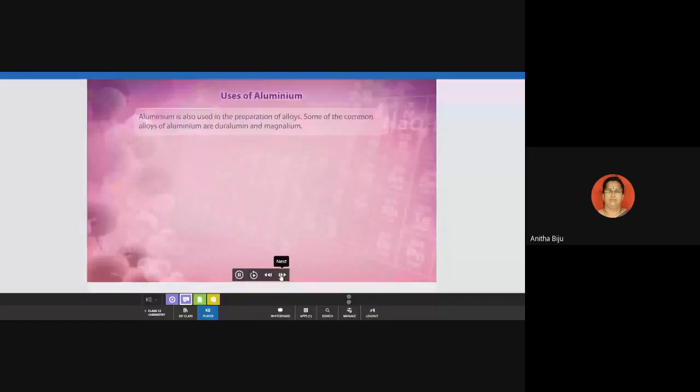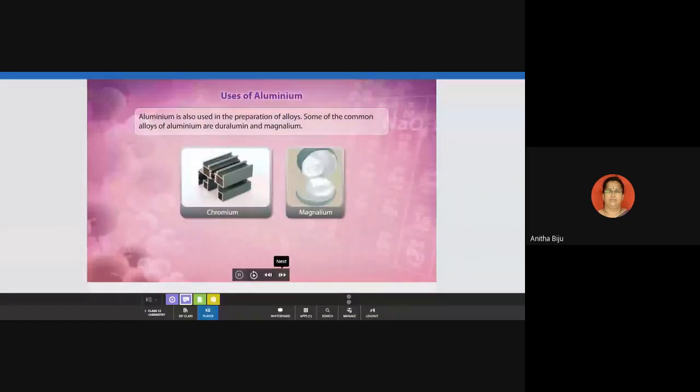Uses of aluminium, again, more uses are there. This is known to you. A very important use: aluminium is used for the manufacture of alloys. First name, duralumin. Which are the component elements of duralumin? Anyone can say?